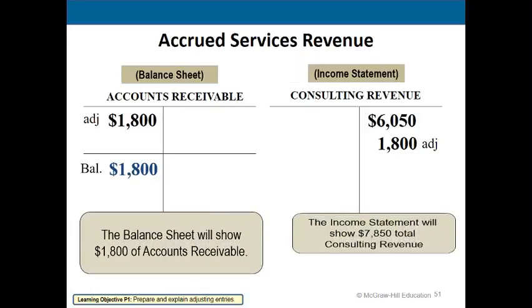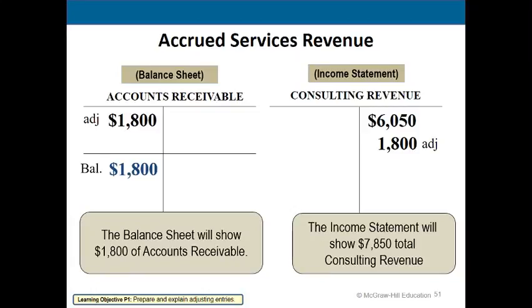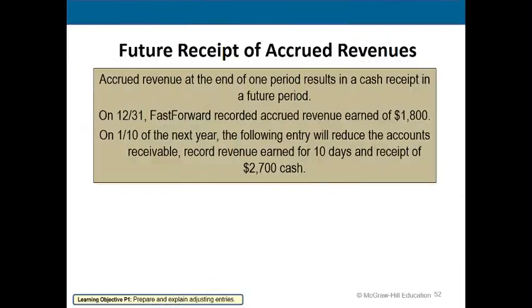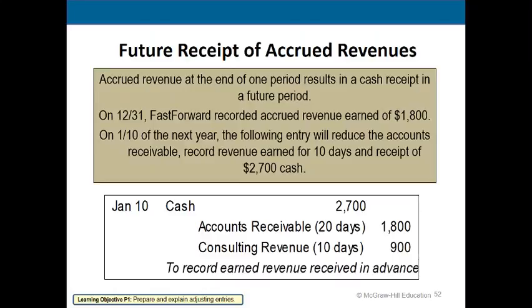If you don't do this, you will have assets understated and revenues understated, and thus net income will be understated. Of course, when you actually receive payment, you're going to debit the cash that's paid. And in this example, the other 10 days of consulting revenue in the new year is going to be considered consulting revenue because you haven't recognized it yet.